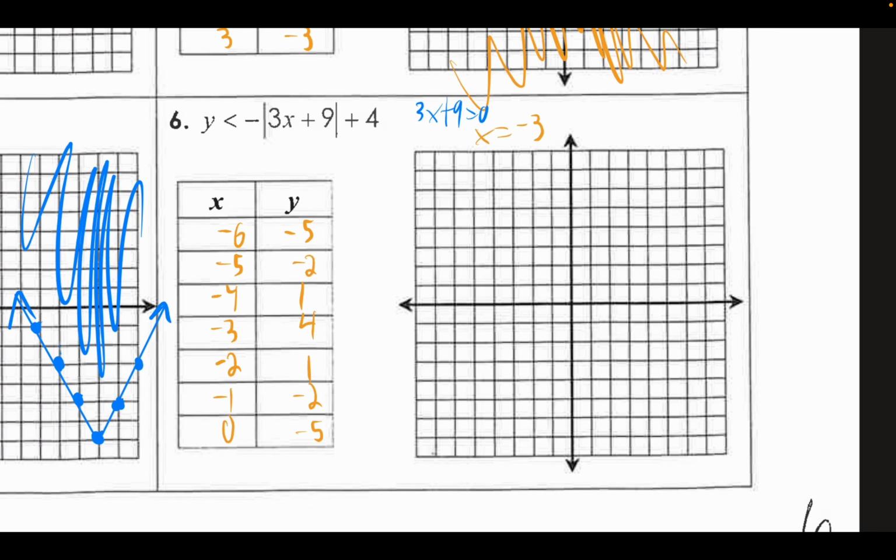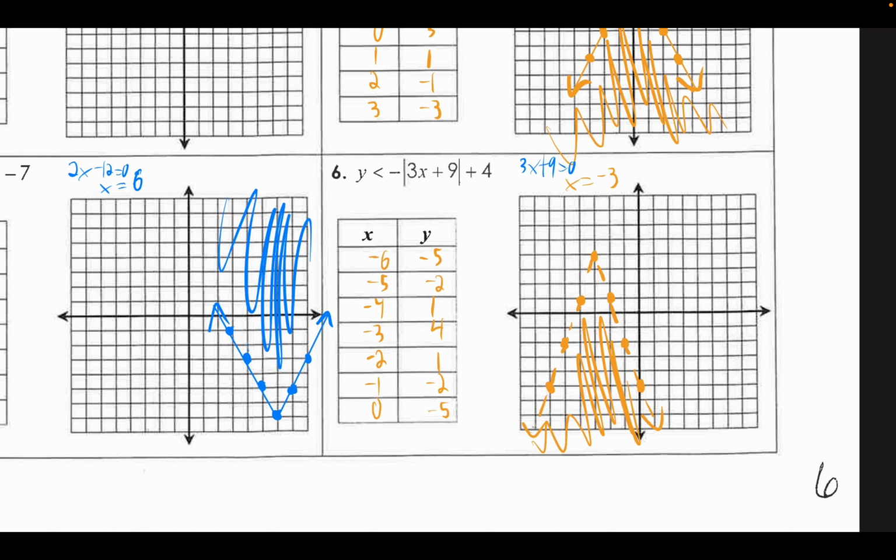And so I go to plot these points. And then, oh, sorry, that should be a dashed line because it is not or equal to, it's just less than. And then I'm going to go less than, so it's below this graph. And that wraps up Algebra 2, Section 3.1.